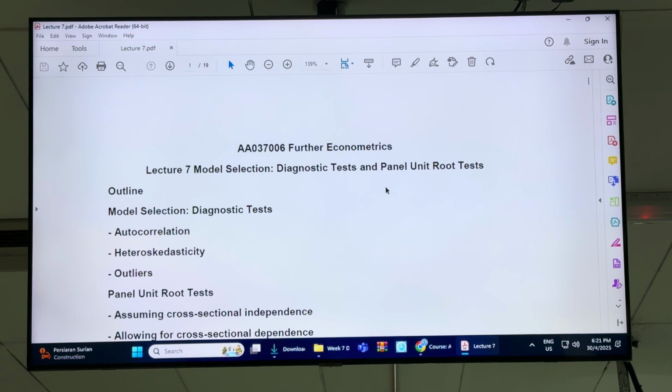Because, as we know, each country or each firm has its own characteristics. So their residuals, especially when we estimate in a panel setting, might correlate with each other. If this cross dependency happens, it will make our test invalid. For example, a variable might actually be significant, but become insignificant due to this cross section dependence. So we have to take this issue into account. Today we will focus on two parts: one is model selection, which focuses on diagnostic tests, then we will move towards the panel unit root test.